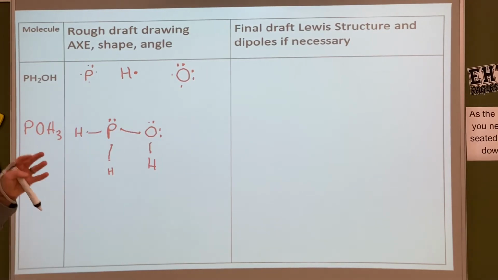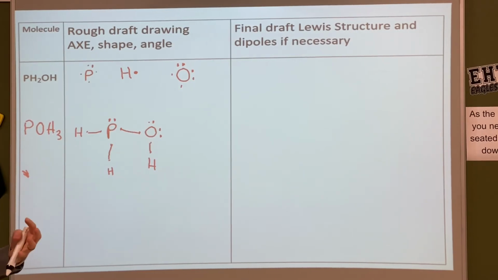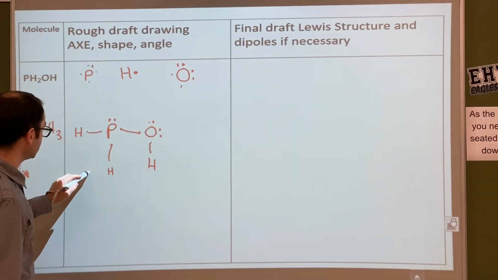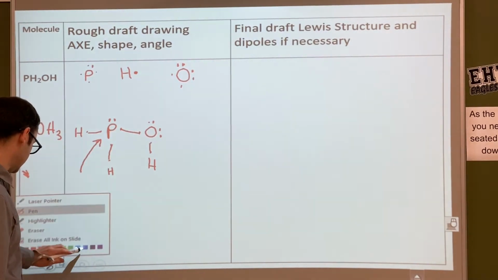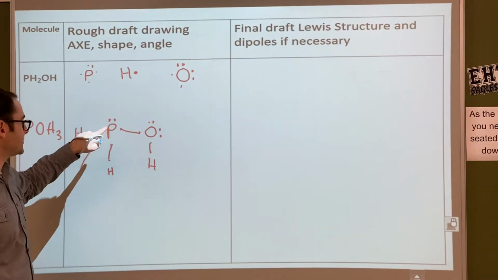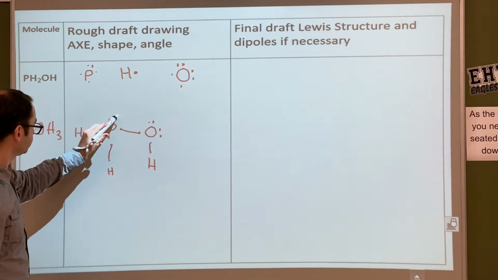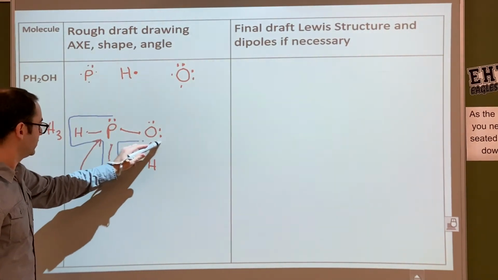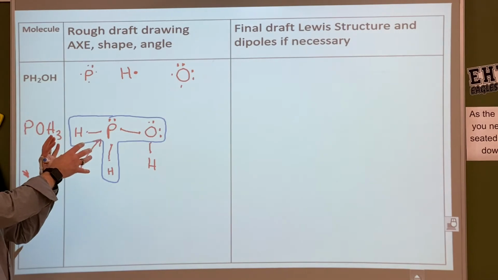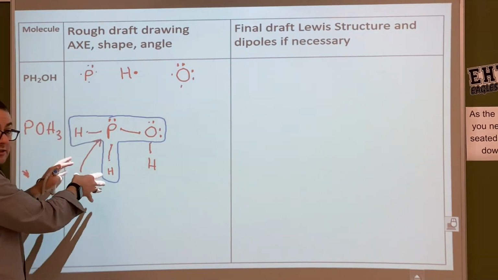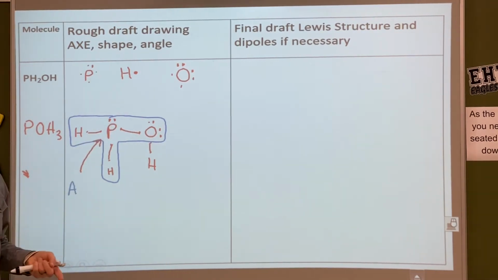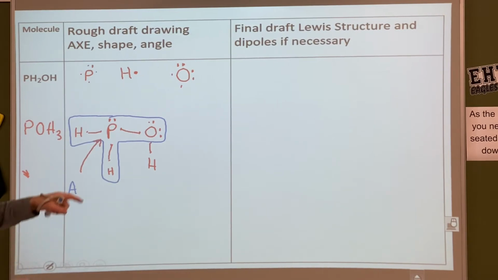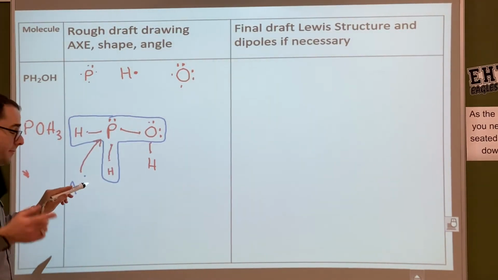Now for this one, what's the central atom? Both of them, all right? So check this out. This is one central atom, all right? And let's look at what it's connected to specifically. That phosphorus is specifically directly connected to what? Yeah. These 3 things, right? So when we talk about its AXE, we're going to talk about the phosphorus as the A, and then what are the X's for this one? Hydrogen, hydrogen, and oxygen.